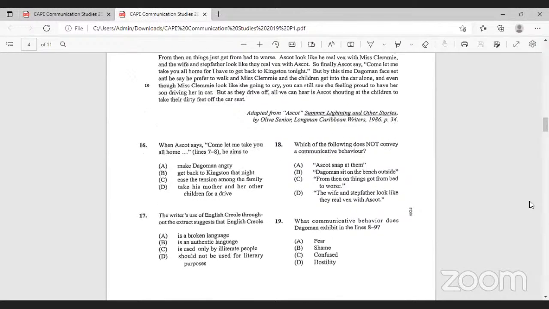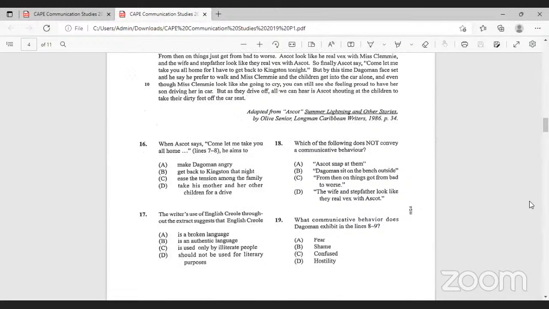17 is B. 18, which of the following does not convey a communicative behavior? So we all know what communicative behavior is: proxemics, kinetics, and all of those things. So is it Ascot snaps at them, Dagoman sits on the bench outside, from then on things go from bad to worse, or the wife and stepfather look like they're real vexed with Ascot? 18, the answer is C.